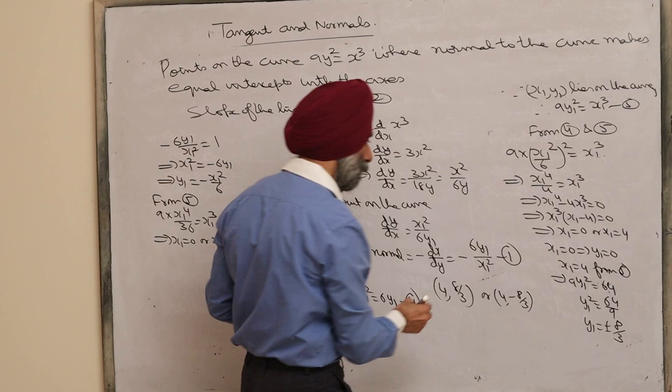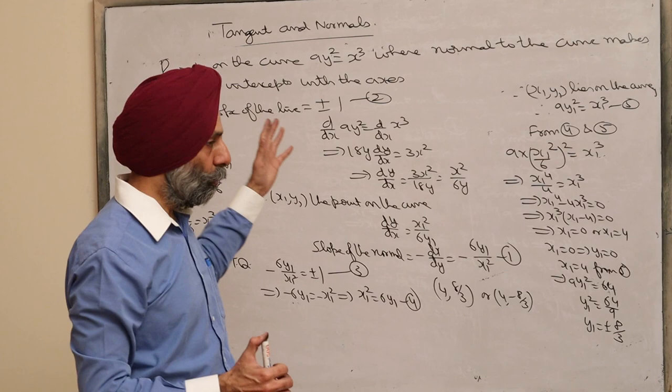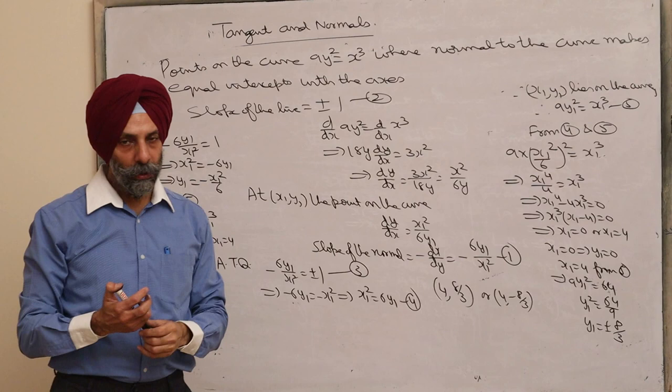So this is all about the slope of the tangent and normal under the topic of tangents and normals. Now we will discuss the equation of tangent and the equation of normal.